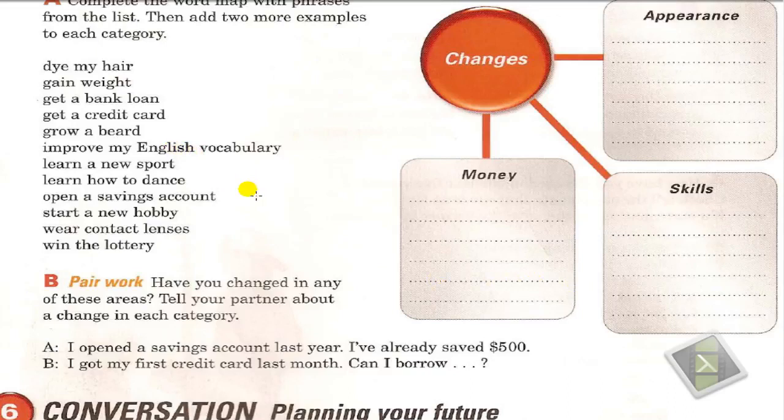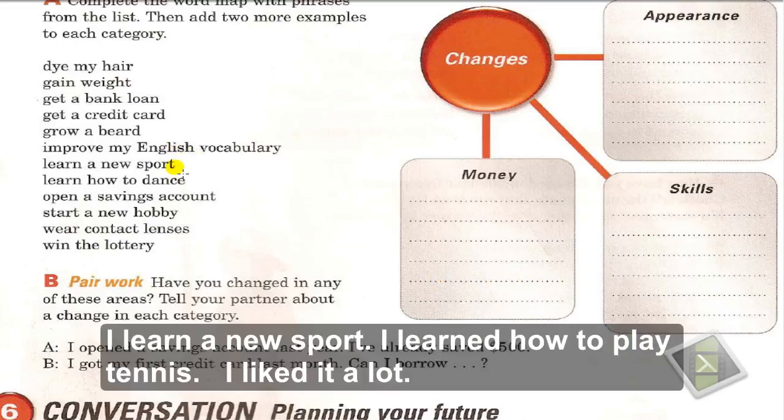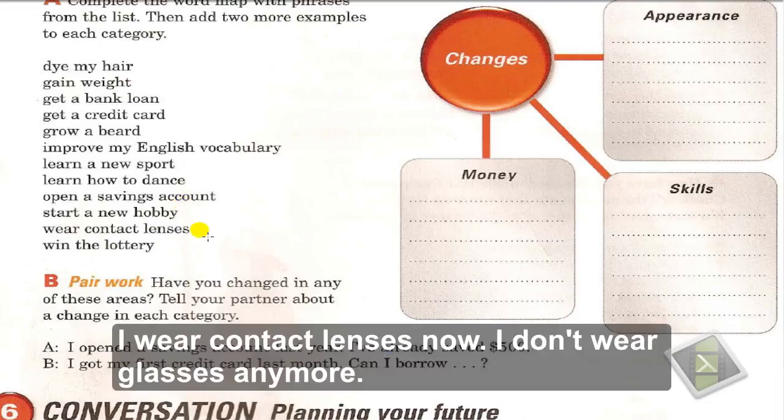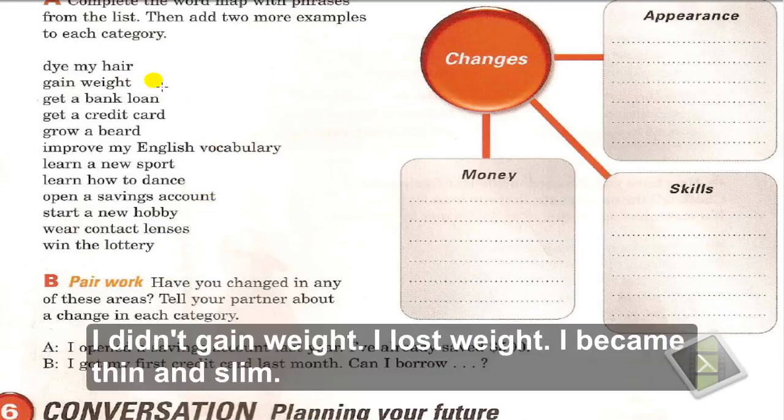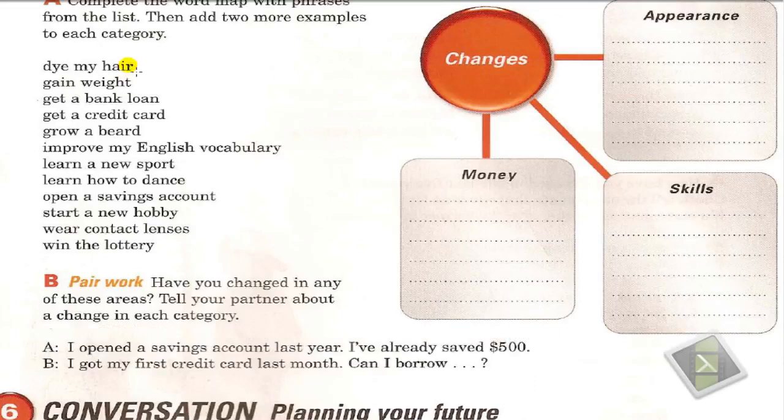Examples. I learned a new sport. I learned how to play tennis. I liked it a lot. I wear contact lenses now. I don't wear glasses anymore. I didn't gain weight. I lost weight. I became thin and slim. I dyed my hair. I didn't win the lottery, but I hope to be rich. I get a credit card.